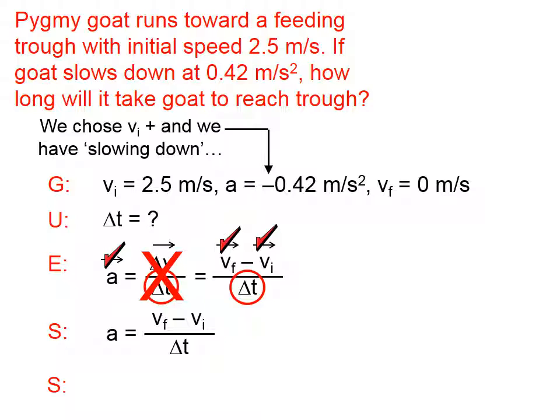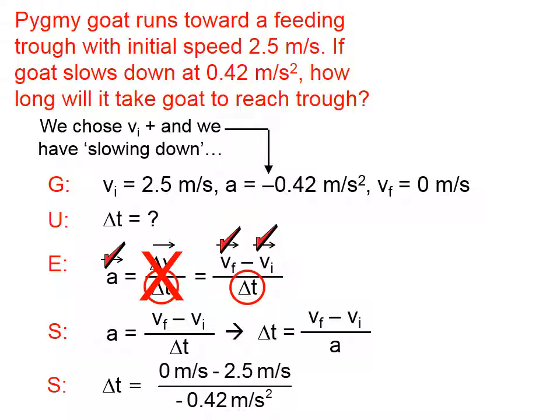So now the first S stands for solve the equation for the unknown. So I need to solve this equation for delta t. To do that, we multiply both sides by delta t and divide both sides by a. I trust that you can get from this expression to this expression algebraically. Now, and only now, on the very last step, do we put the numbers in. V final minus V initial in the numerator, and the acceleration in the denominator: 6 seconds.